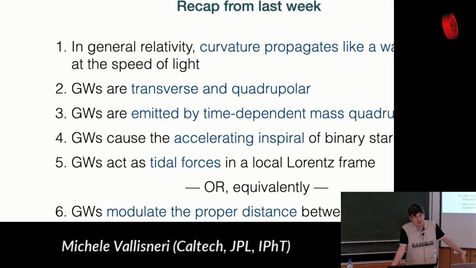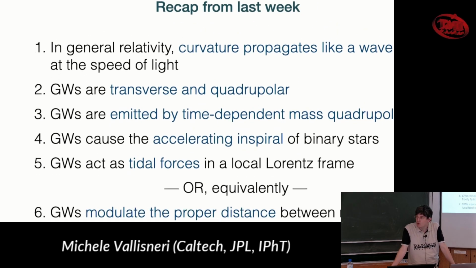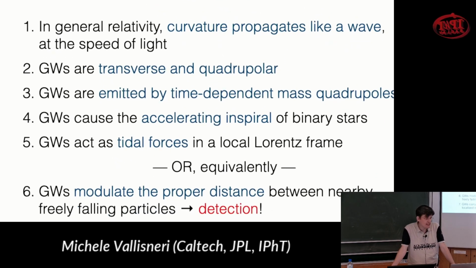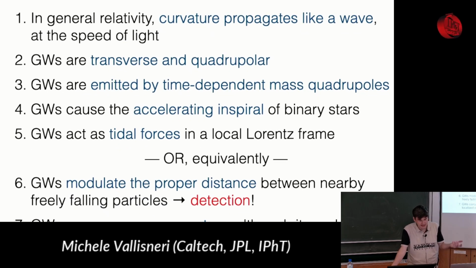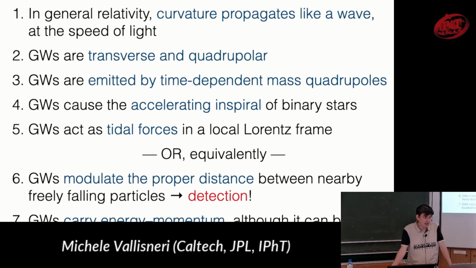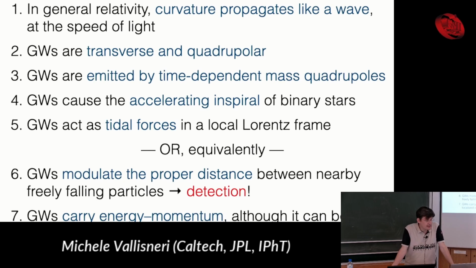And as we've seen with the LIGO-Virgo observations, they cause the accelerating spiral of binary stars, since binaries are accelerating in a circular or quasi-circular orbit. That creates gravitational waves, which carry away energy from their orbital energy. How do we see them?